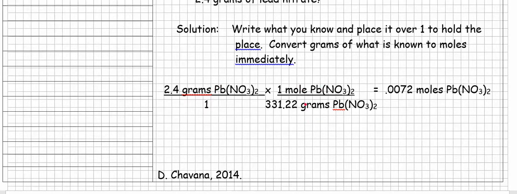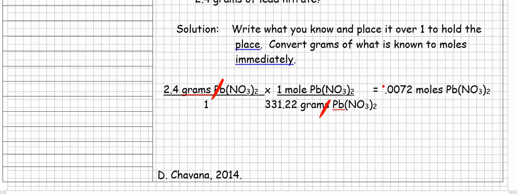I'm going to put that over 1, and right now, before I do anything else, I'm going to convert that to moles. This 331.22 grams of lead nitrate I obtained by adding up the atomic weights of lead, 2 nitrogens. Why 2 nitrogens? Well, because there's a 2 right there. And 6 oxygens, because 3 times 2 is 6, right? 3 times 2 is 6. So when I add that all up, you check me, I get 331.22 grams of lead nitrate. So this and this are going to cancel away, and I'm left with moles of lead nitrate.